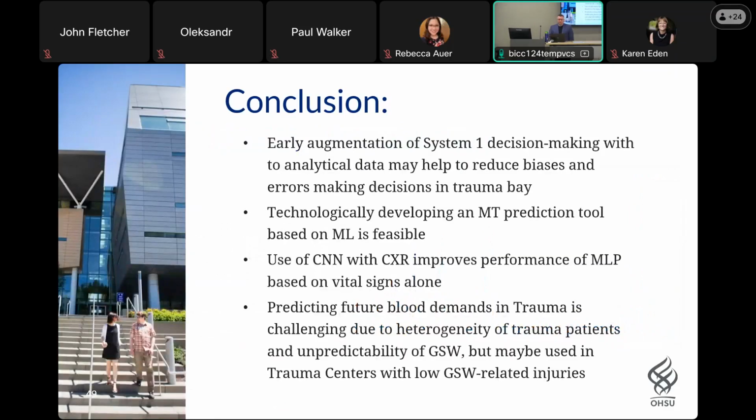In conclusion, what I want to say is early augmentation of the System 1 thinking with this analytical data may help to reduce biases and errors, making decisions better in the trauma bay. Technologically, predicting massive transfusion is feasible, and after some cleaning and scrubbing, we can use the data. Use of convolutional neural networks on chest X-ray data improves the performance of the multi-layer perceptron using only vital signs data. And predicting future demand in trauma is very challenging due to the heterogeneity of the patient population.